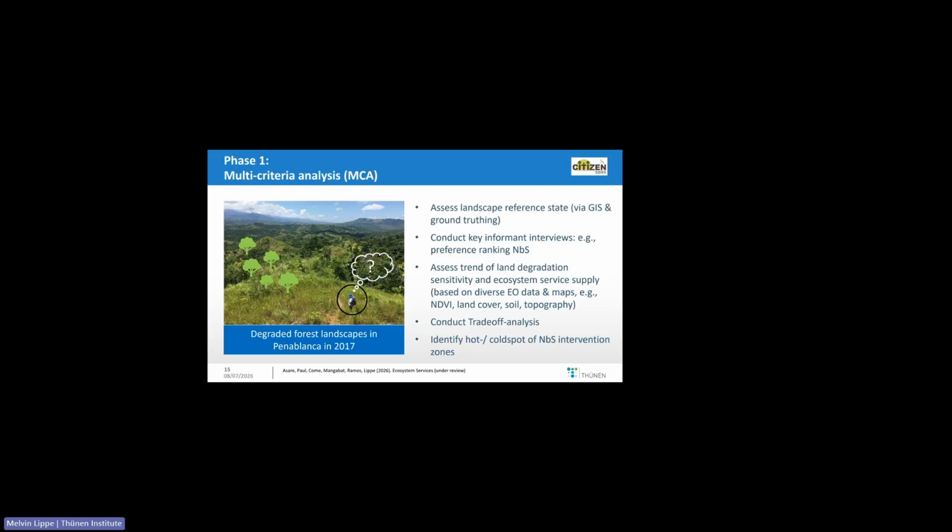Then this information is put together in the GIS. That's then the multi-criteria analysis. One approach and objective was to assess trends of land degradation sensitivity, and also to assess the ecosystem service supply potential. A trade-off analysis is conducted in a statistical tool. And then finally, as we work with maps, we want to identify hot and cold spots of current nature-based solution intervention zones.